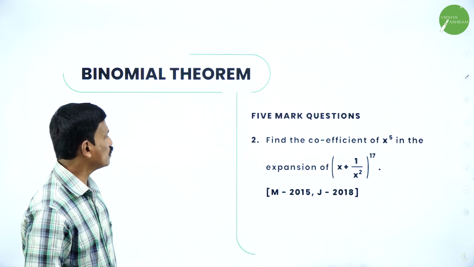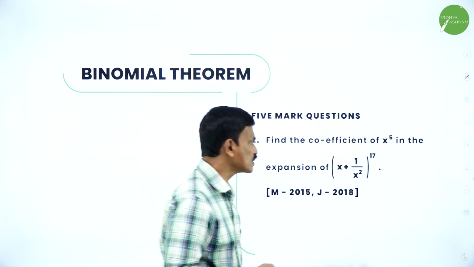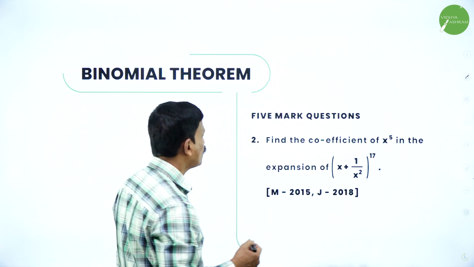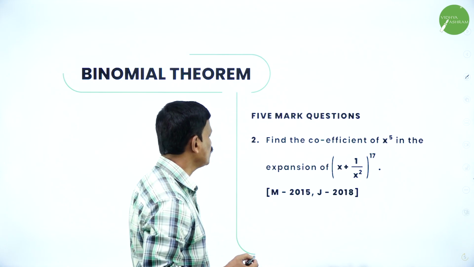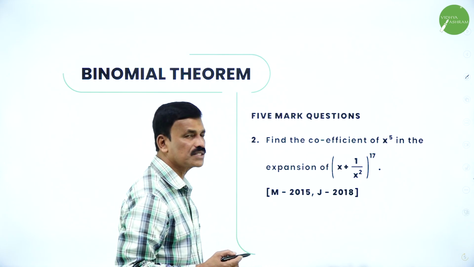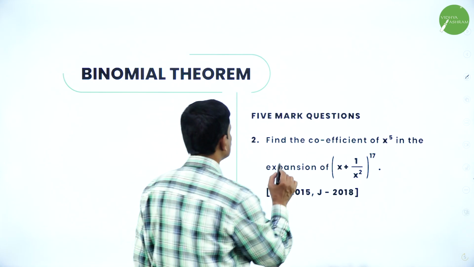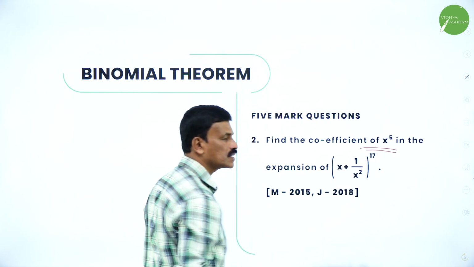Now move on to the next problem. These are all 5 marker questions. Find the coefficient of x raised to 5 in the expansion of x plus 1 over x square whole to the power of 17. So what is to find? The coefficient of x raised to 5.